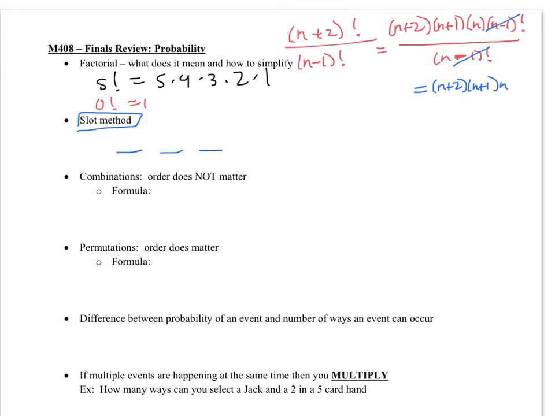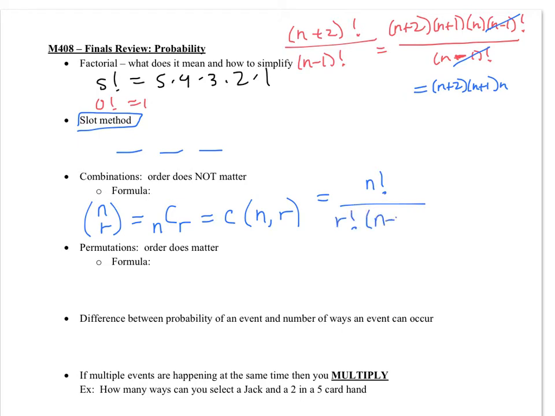A combination, this is when order does not matter. And there are several notations that we saw for combinations. We saw the vertical column notation, we saw nCr, and we saw C(n, r). And in all of these cases, the formula was n factorial divided by r factorial times (n minus r) factorial. Now permutations, these are used when order does matter. And we saw this abbreviated as nPr or P(n, r). And this formula is very similar, except it doesn't have the r factorial. That is the difference between the two.